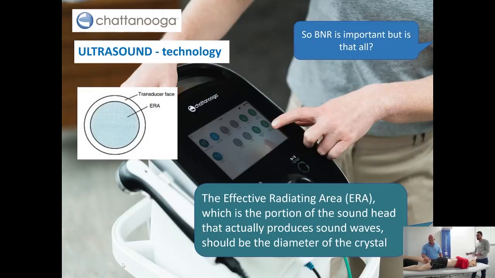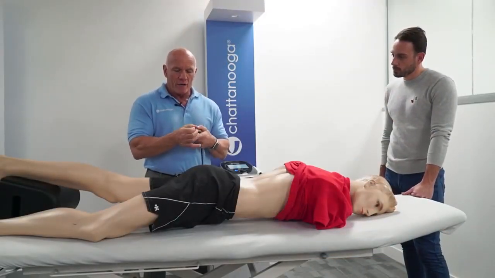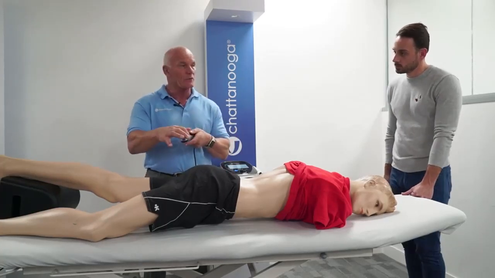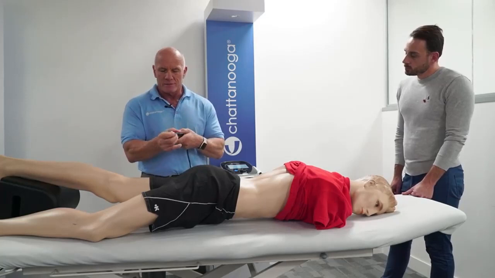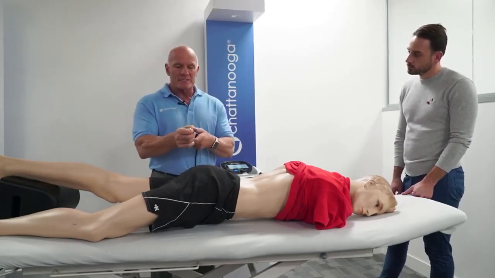But what else do you need to consider when you're looking at an ultrasound? Okay, let's go back to this. So there's something as well called the effective radiating area. So the size of the crystal is sitting in here, and it's sitting in a steel case. Okay, so we can't have 100% of that area because obviously we've got to allow for the steel case. Okay, so you're going to get sort of like 99%. And this is known as the ERA, the effective radiating area.